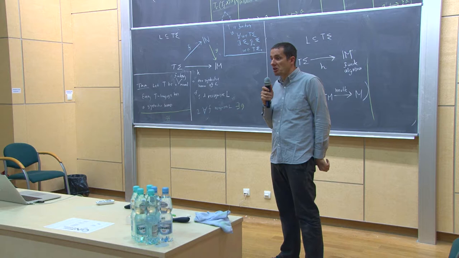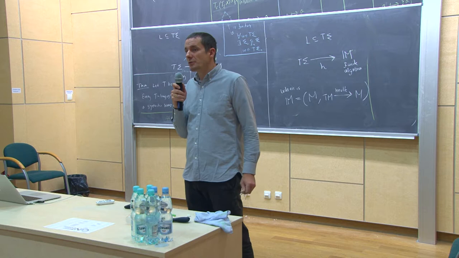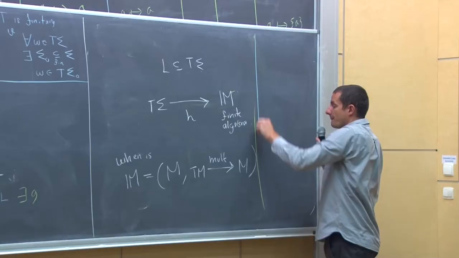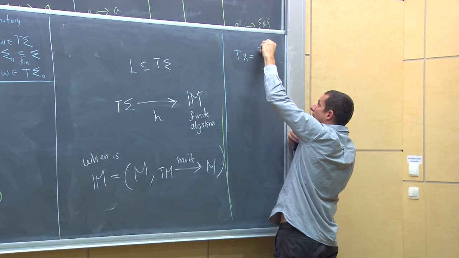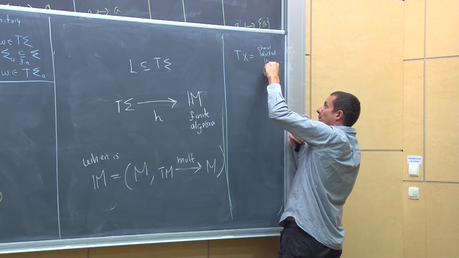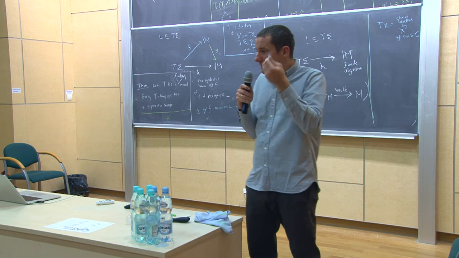There's no reason why this would have to be true in general. So for example, if you take MSO over the real numbers, which is undecidable, you could very well consider a monad such that T of X is chains labeled by X of size at most continuum. Continuum, why not? And it's a set. You can flatten things, it's all well defined.